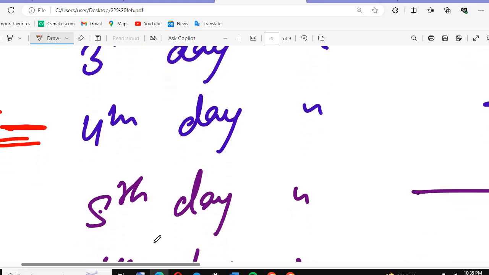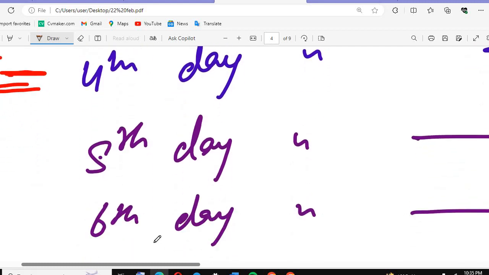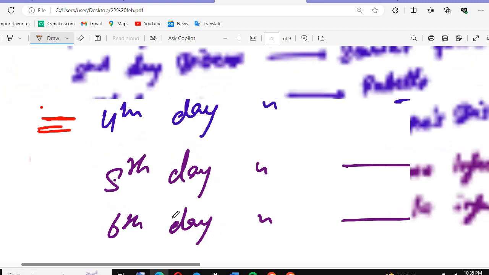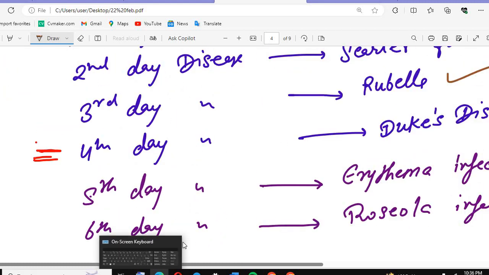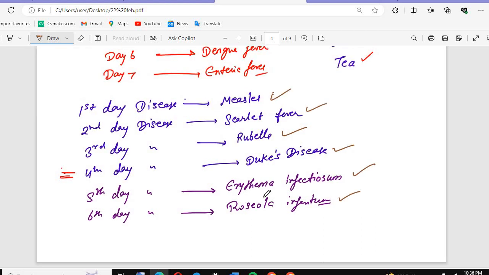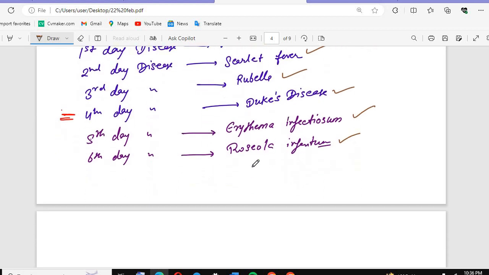Fourth day disease is the Duke's criteria. Fifth one is erythema infectiosum, and the sixth one we have is roseola infantum. So that roseola infantum, you need to understand. This is the important point, so you need to remember these things and use these techniques to remember.